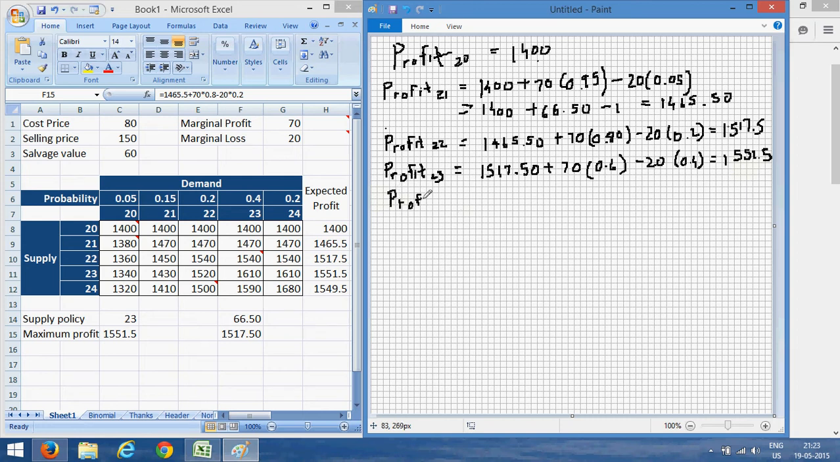Profit from 24. Again, if you got it wrong here, stop. Try to write the equation on your own and see if we are on the same line. Please pause the video and write. Okay, welcome back. 1551.50 plus 70. The probability of selling this additional unit is only 0.2. So 0.2 minus 20, and the probability of not selling is 0.8, which would equal 1549.5. This has reduced. So we will stop at 23.